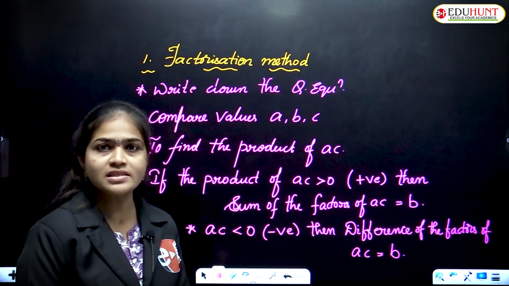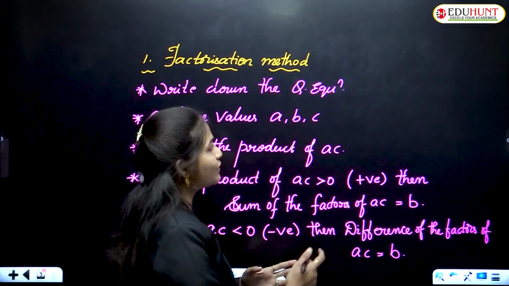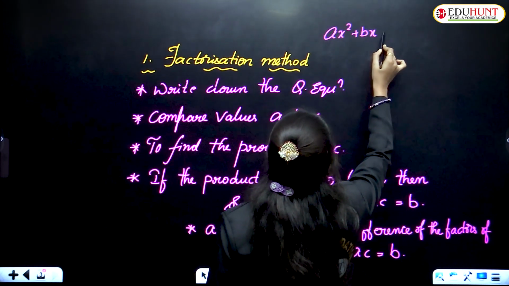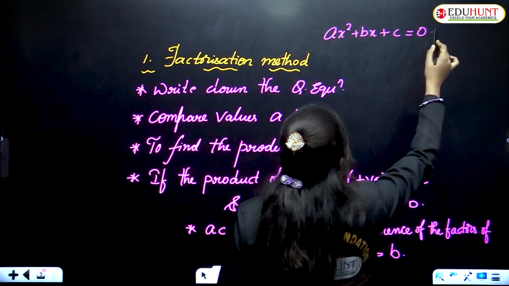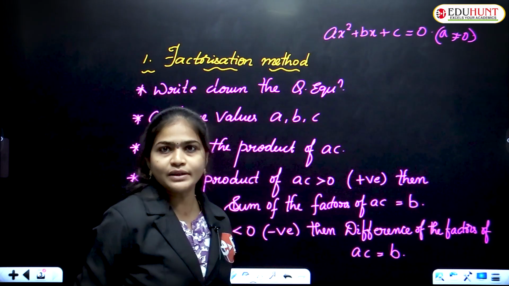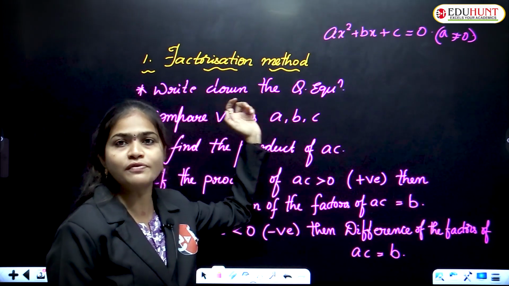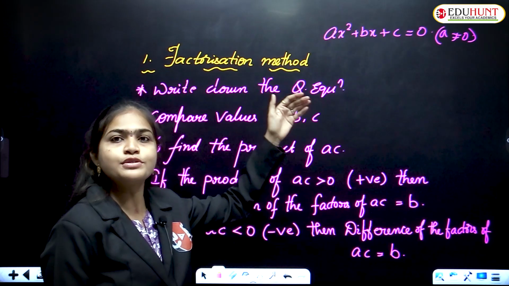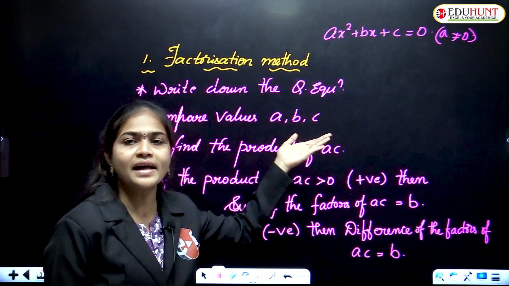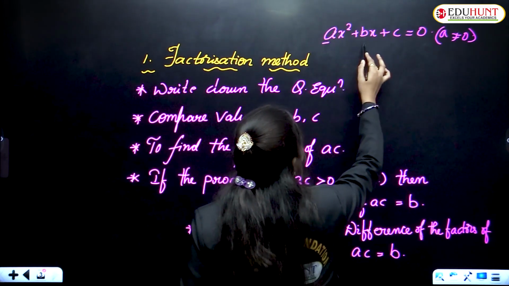So what is the first step? First we should write the quadratic equation. The general form of the quadratic equation is ax square plus bx plus c is equal to 0, where a is not equal to 0. Am I right? Here, whatever equation they give, that equation first we have to write. Then the second step is to compare the values of A, B, C.